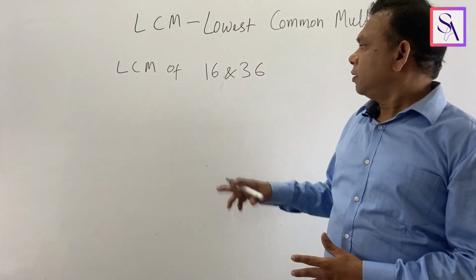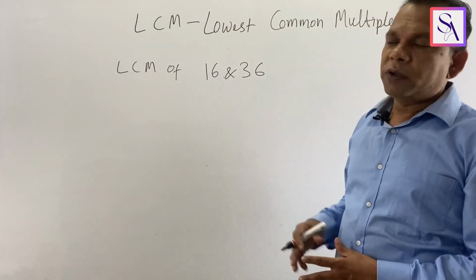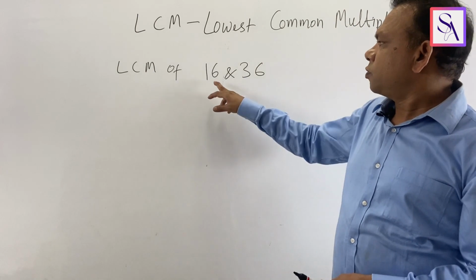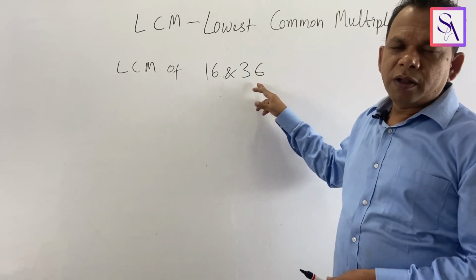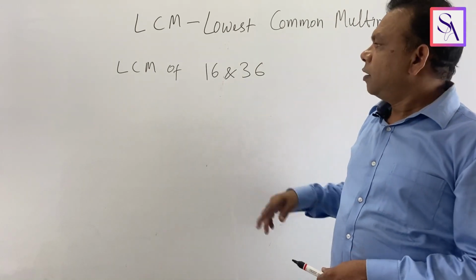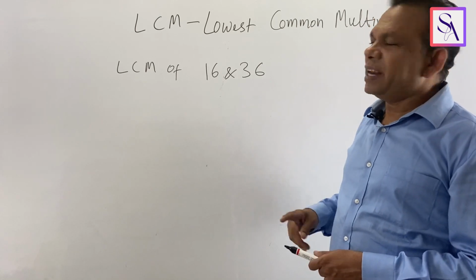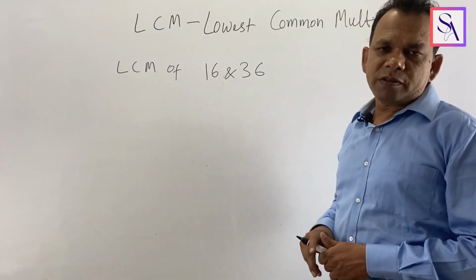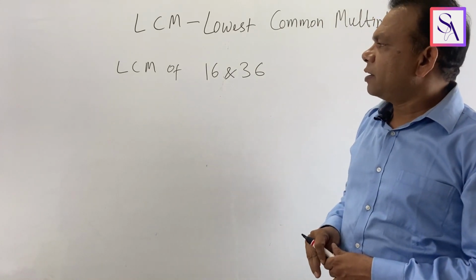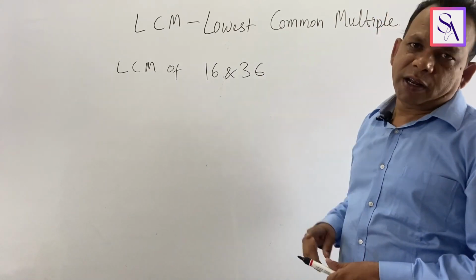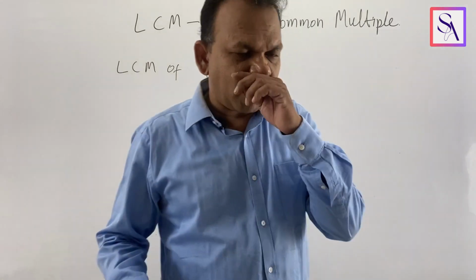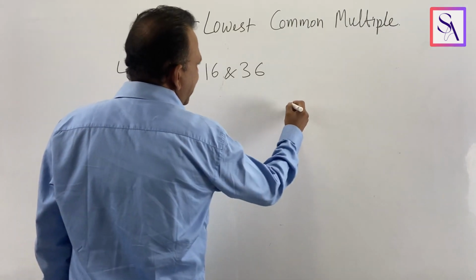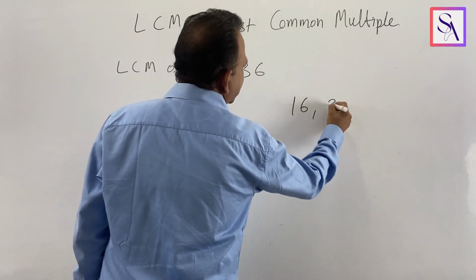Take an example, the same 16 and 36. I need to calculate the LCM of 16 and 36. Similar to HCF, for calculation of LCM, we need at least two numbers. So here 16 and 36 are the two numbers. So how to calculate it? I will write 16 and 36 like this.